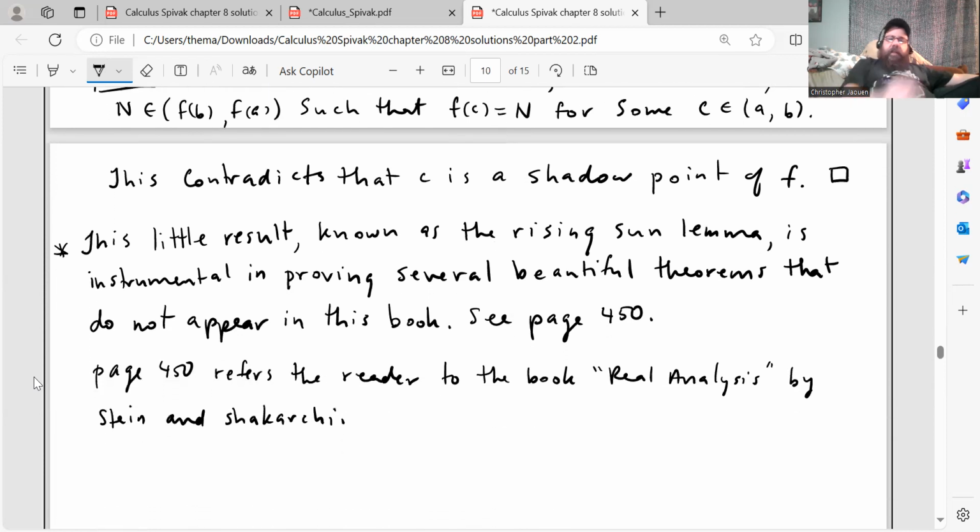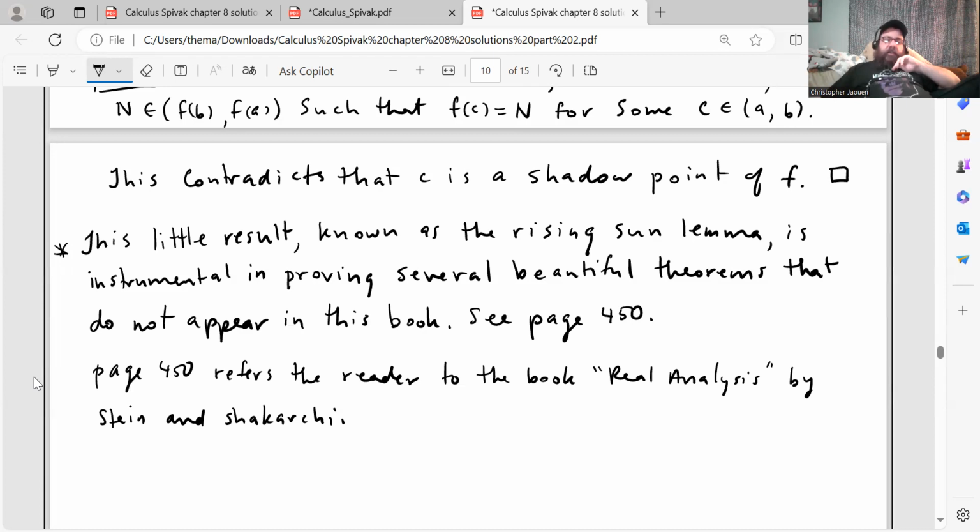Okay, and then he does say at the end, within a little note here, this little result known as the rising sun lemma is instrumental in proving several beautiful theorems that do not appear in this book. He refers the reader to page 450, and in the bibliography, he makes the reference to the book Real Analysis by Stein and Shakarchi, which is a fantastic book, by the way, one that I own and one that I used when I was studying for my graduate qualification exams for real analysis. But anyway, that's the end of the exercise set for chapter 8.